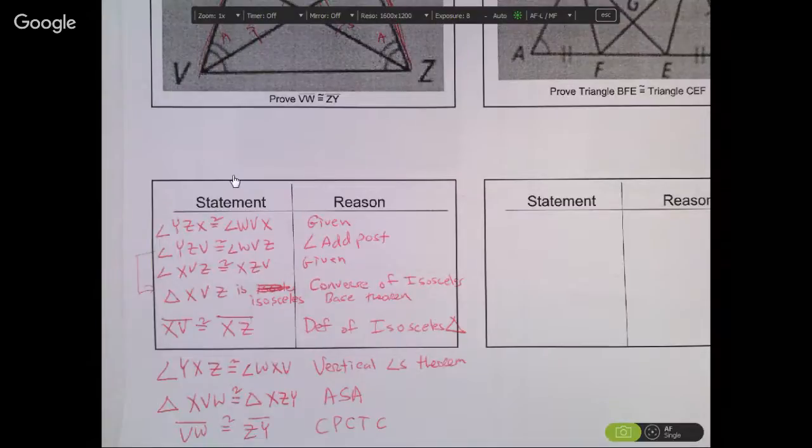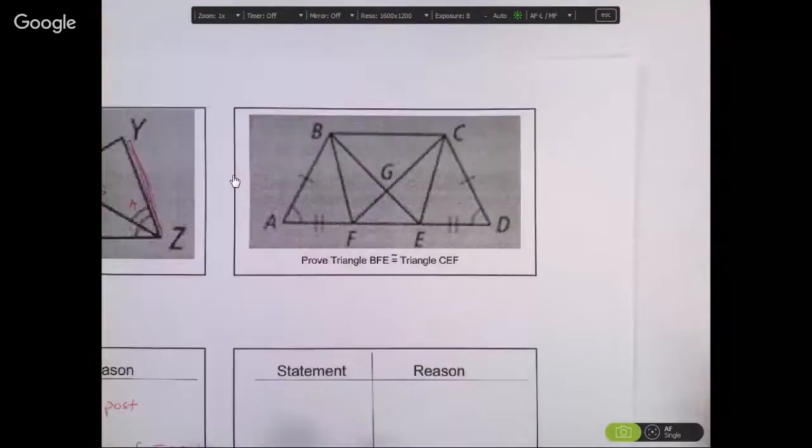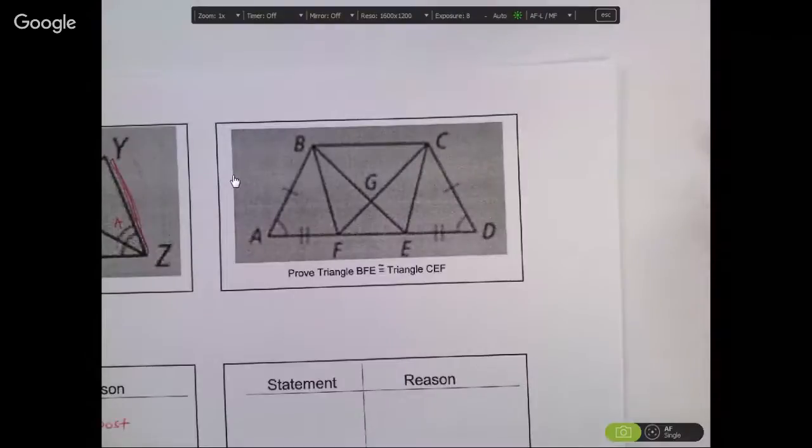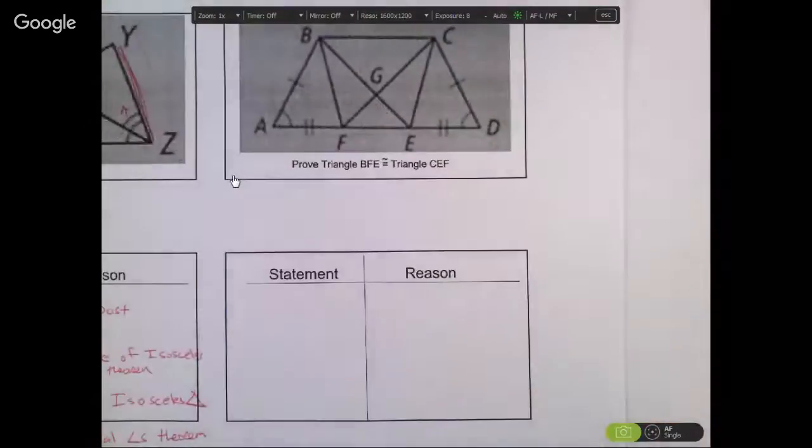That's really repetitive. So let me ask you this $1 million question. Does that make us feel a smidge better about the proofs if that was on the test? Yeah, I think so. No. Do you understand or don't you? All right.